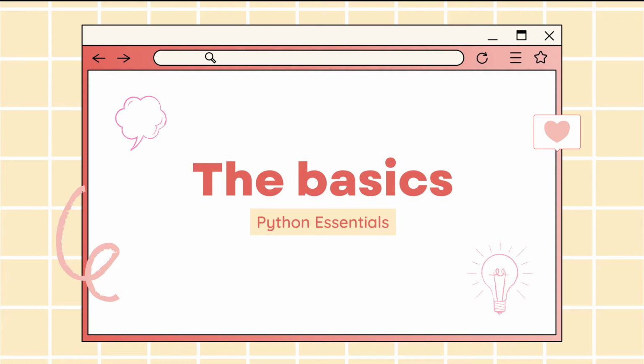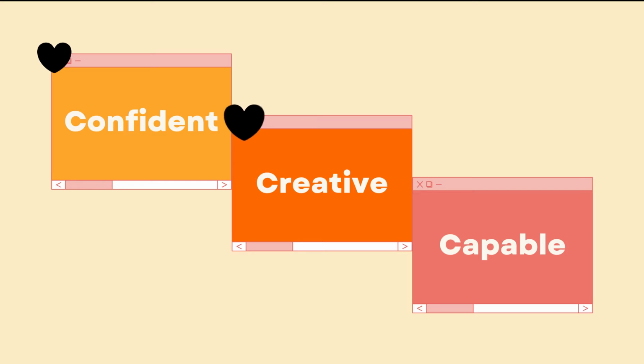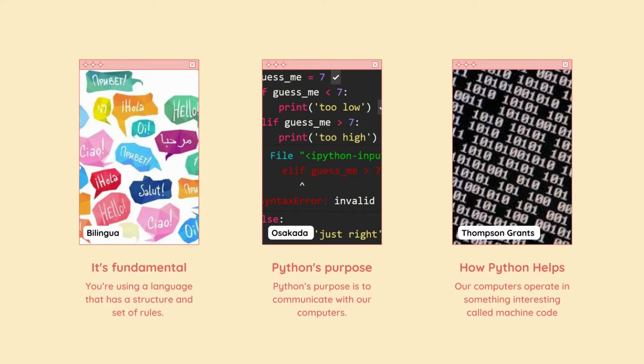Before we begin with our lesson today, I wanted to remind us all that we are confident, creative, and capable coders, as well as people in general. So people communicate in different languages all the time. Whether you're saying hello, or hola, or assalamu alaikum, you're using a language that has a structure and a set of rules. Python is trying to communicate with our computers at the end of the day.